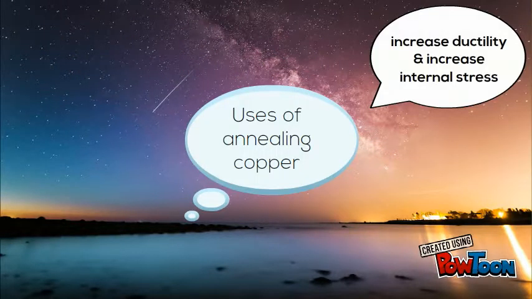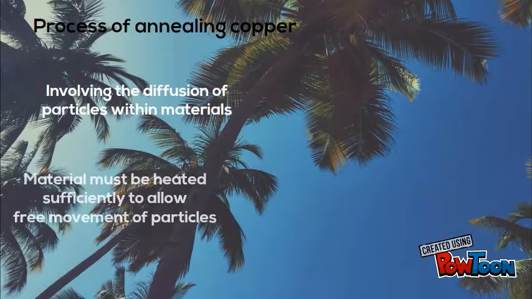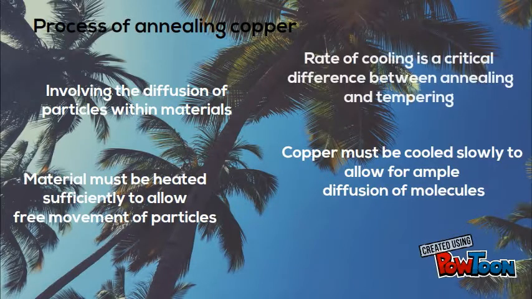Here are some of the benefits from the process of annealing copper. The process of annealing copper involves the diffusion of particles within materials. The rate of cooling is a critical difference between annealing and tempering. The material must be heated sufficiently to allow free movement of particles.